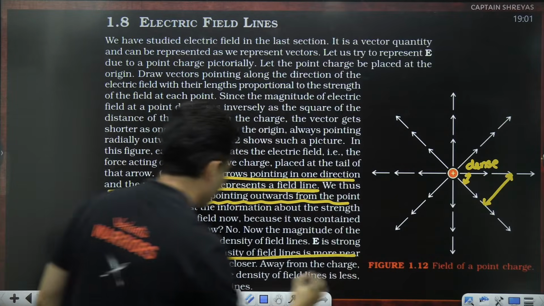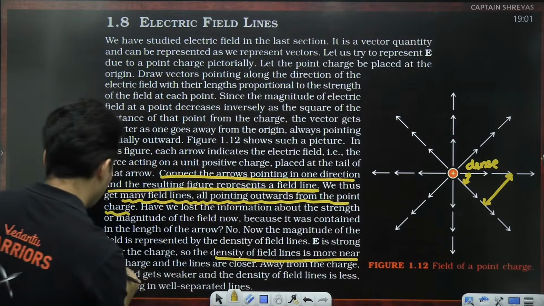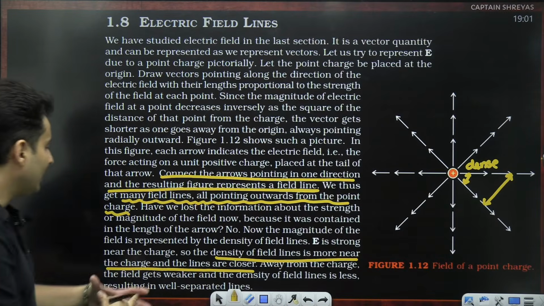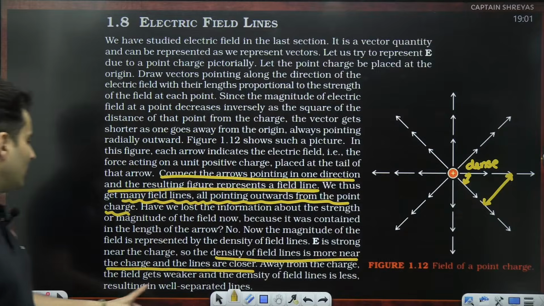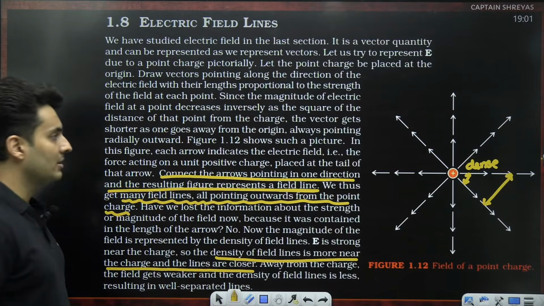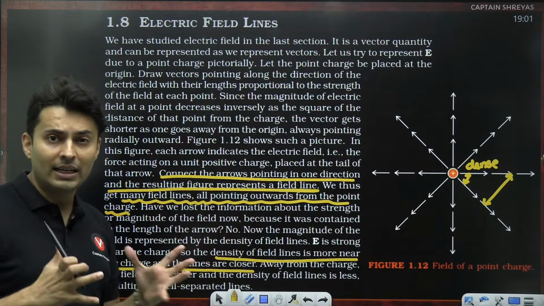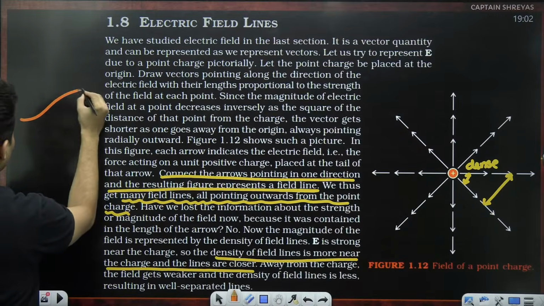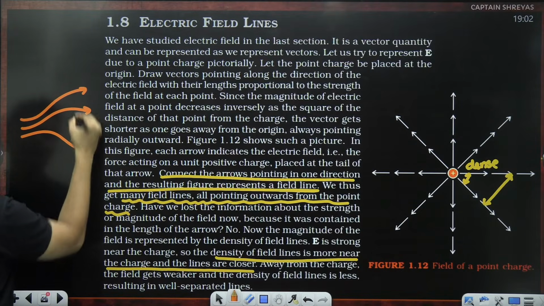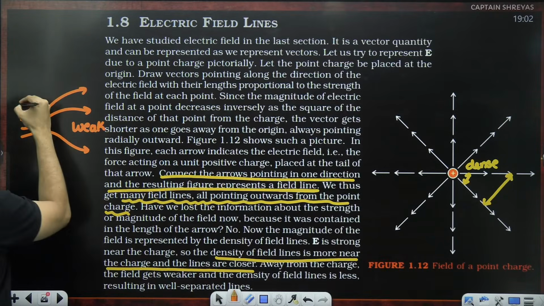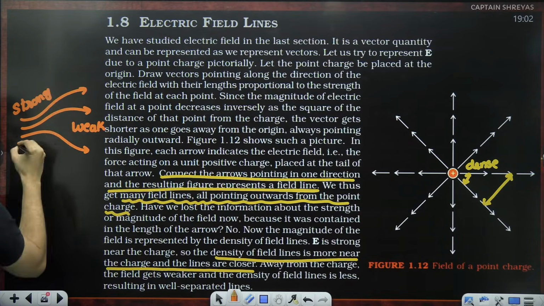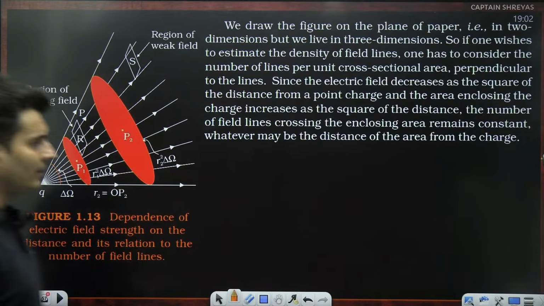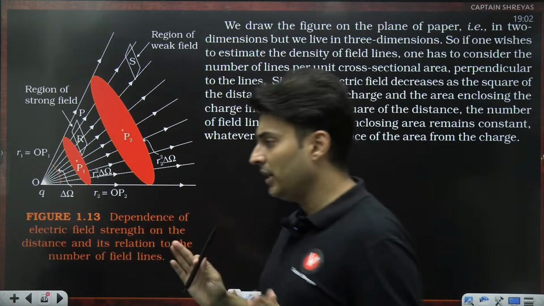The density of the field lines is more near the charge, and the lines are closer. Away from the charge, you will see the field lines get weaker and the density is less, resulting in well separated lines. So how close or how far the field lines are tells you the strength of the field. Same thing over here. If the field lines go like this, the field over here is definitely weak. Here, I will say it is strong because I can see that the field lines are closer, they are denser in that particular region. Clear till this point, everyone?